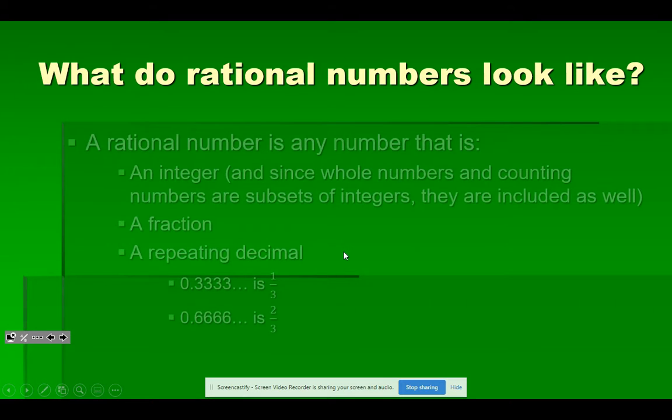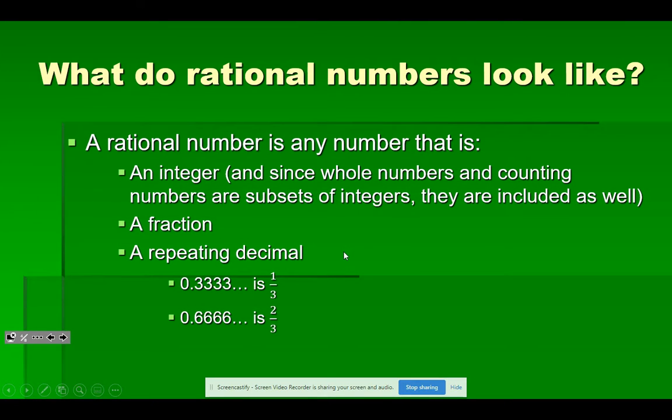So what do rational numbers look like? A rational number is any number that could be an integer, and since integers are a bigger set than the whole numbers and counting numbers, meaning the counting numbers and whole numbers are subsets of the integer set, they are also rational numbers. A fraction, any fraction, is a rational number. And a repeating decimal is also a rational number. I gave you a couple of examples of repeating decimals there that you should know off the top of your head.